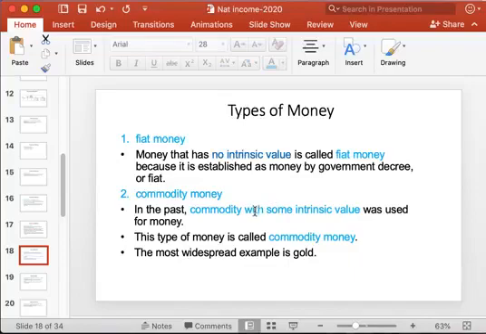and this was usually based on the exchange of goods with gold. So in the past, actually, people used gold as money, and when we use a physical commodity as a medium of exchange, then it is called commodity money.